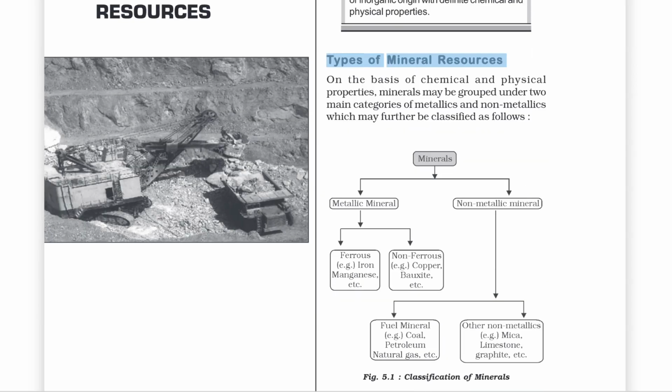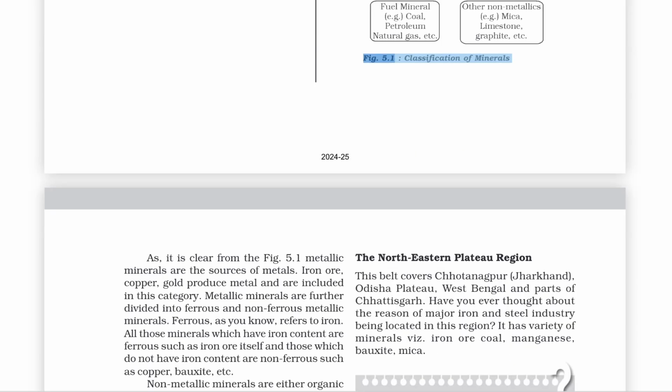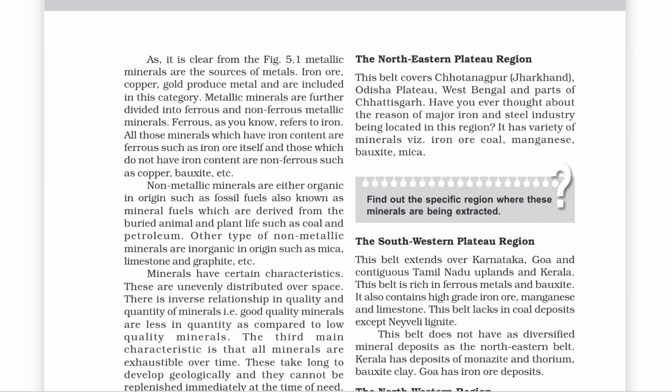Types of mineral resources. On the basis of chemical and physical properties, minerals may be grouped under two main categories of metallics and non-metallics, which may further be classified as follows. Figure 5.1 Classification of minerals. India, People and Economy.